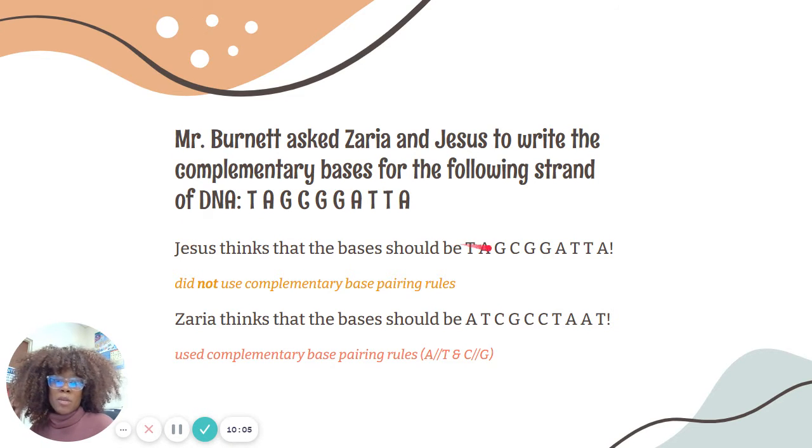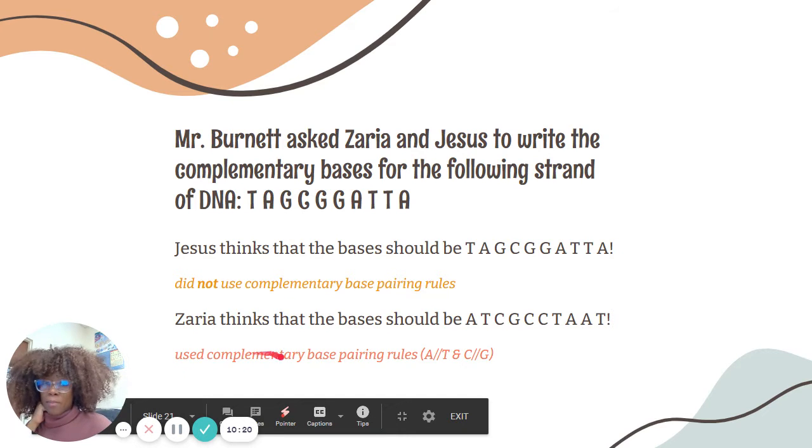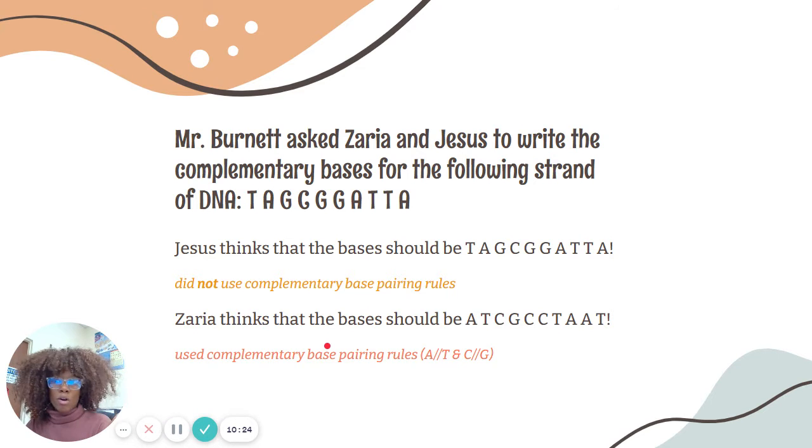So Jesus thinks that the basis should be, but that's the exact same thing as that. So Jesus's error was that he did not use the complementary base pairing rules. You have to use the complementary base pairing rules. Okay? While Zarya did use the complementary base pairing rules, where apples go with the tree and cars go with the garage.